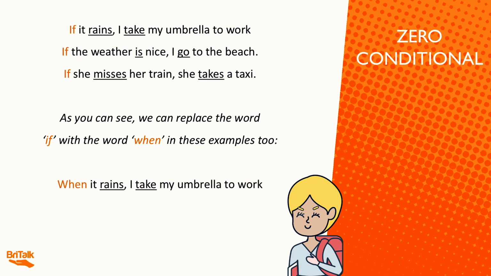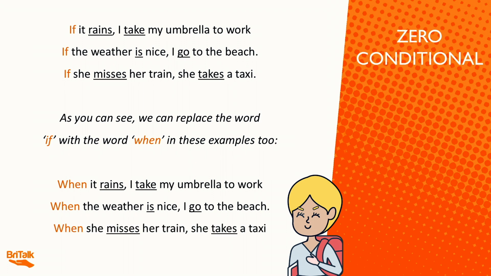So when it rains, I take my umbrella to work. When the weather is nice, I go to the beach. When she misses her train, she takes a taxi. In fact, as the zero conditional is used to talk about general truths, una verità o un fatto generale, it is often used to talk about routines, la routine, o quindi attività quotidiane.